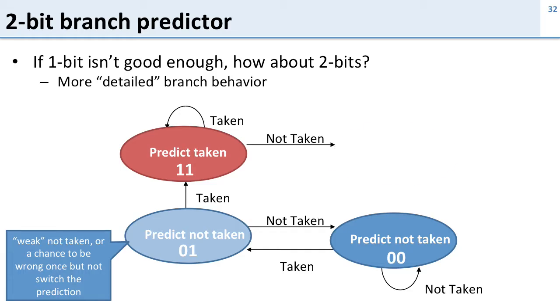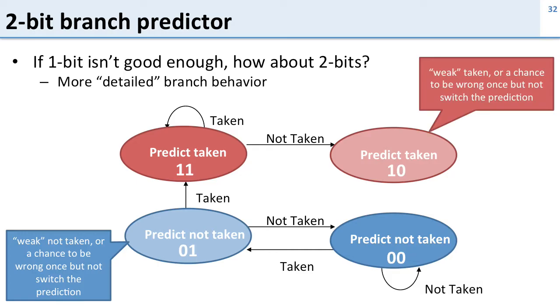If the branch is not taken, we're going to go into another state where we still predict that it's taken, but this is a weak taken state. This is a chance for us to be wrong about the branch but still predict that it was taken. So we had one branch that was not taken. If the next one is taken, we go back to the strong taken state. And again, if we leave the predicted taken state and we have from the weak state and we're not taken again, then we're going to go and predict not taken. And this is because we had 2 not takens in a row. So with a 2-bit branch predictor, we now have more detailed branch behavior. We have the ability to keep predicting the branch is taken even if we've seen one branch that wasn't taken.